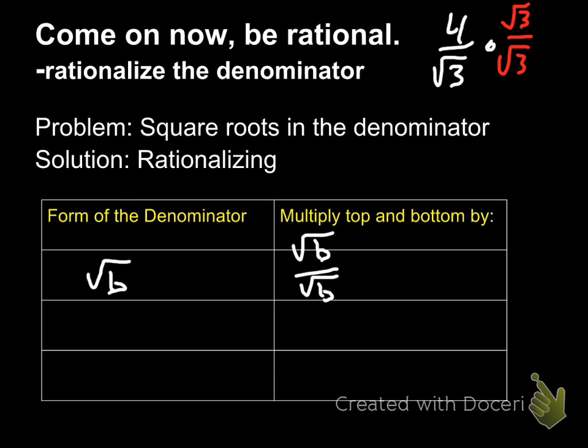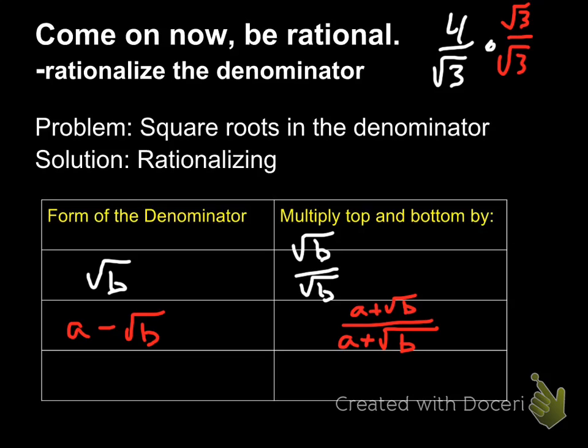If the form of the denominator was something like a minus the square root of b, then I need to multiply the top and bottom by a plus the square root of b divided by a plus the square root of b. That is called the conjugate. They're both plus, they got to be the same. So that is called the conjugate of a minus the square root of b.